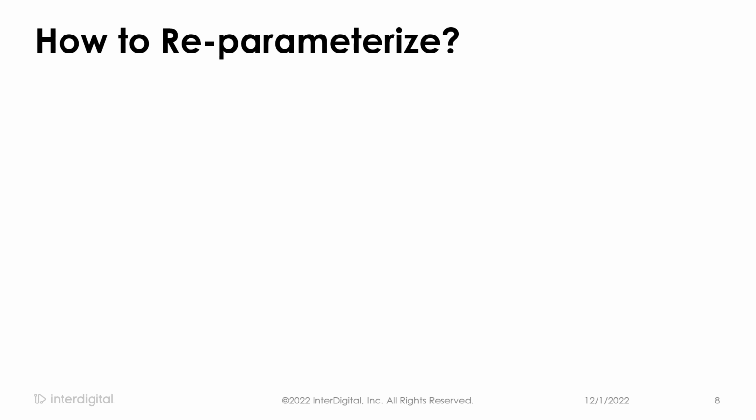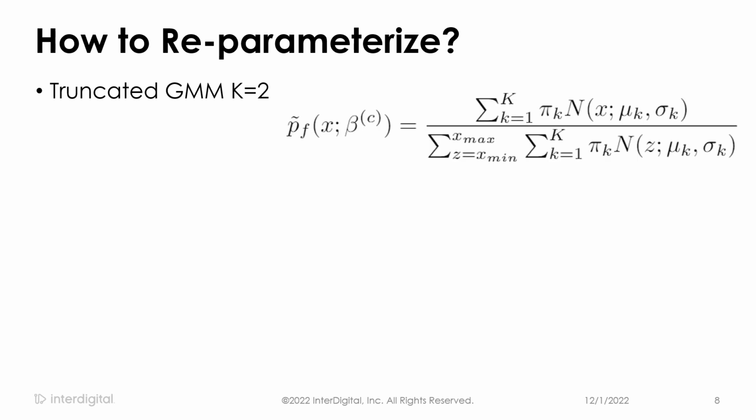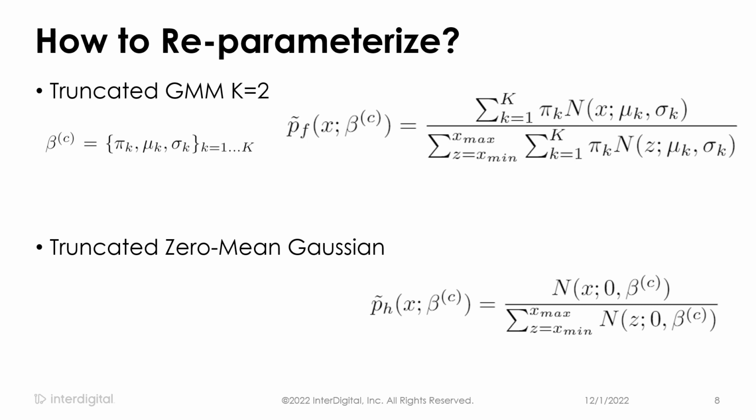We use a truncated Gaussian mixture model to reparameterize the entropy model. For side information, we use k equal 1, 2, or 3. For this case, we need to encode weights, mean, and sigma of each Gaussian component into the bit stream. Since the main information is already modeled with zero mean Gaussian, we use a truncated zero mean Gaussian for main information. In this case, we have just one single parameter to encode in the bit stream.